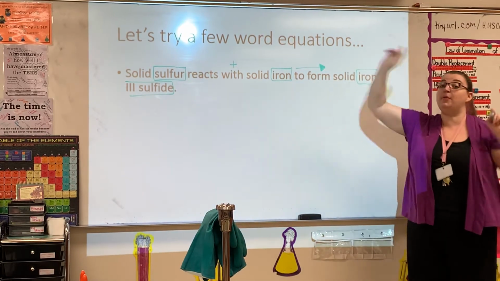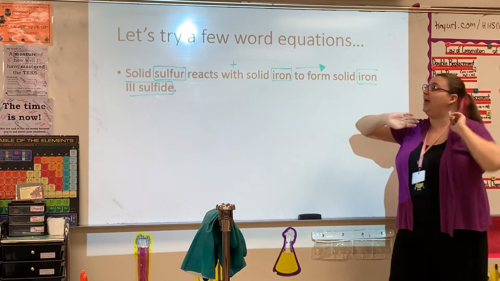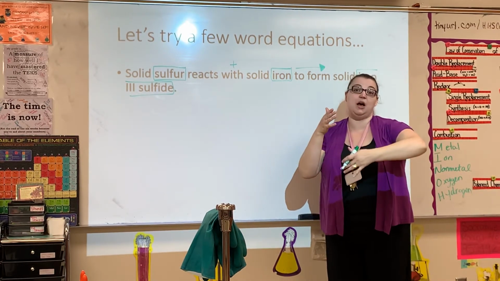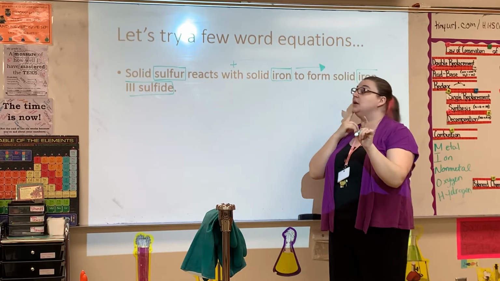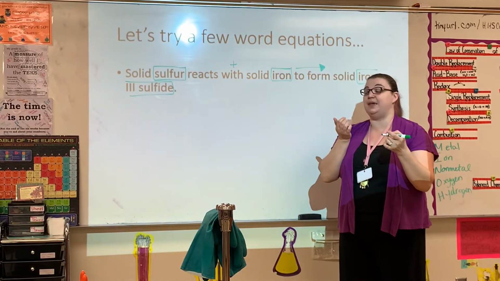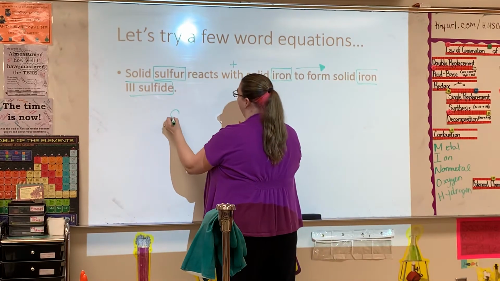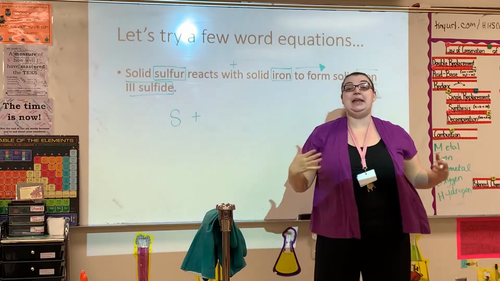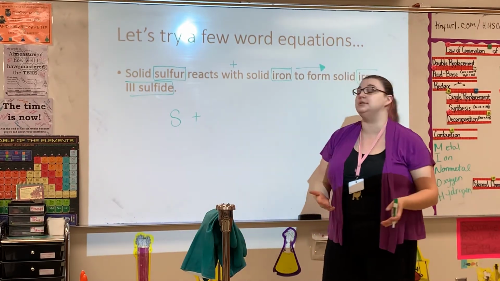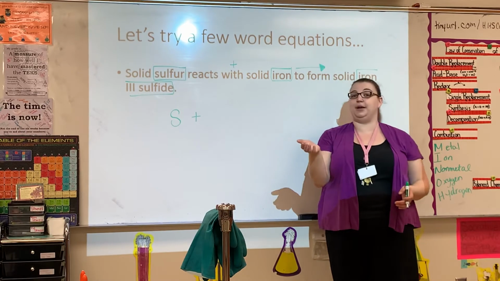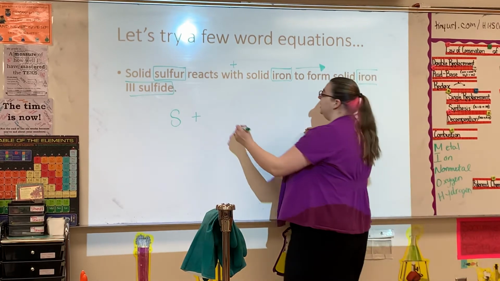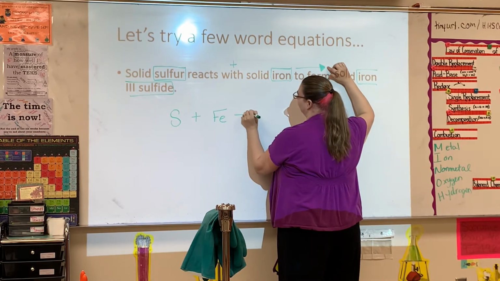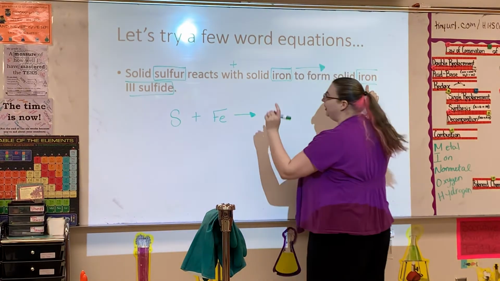Okay, now remember, our Hofbrinkels, we have sulfur, element all by itself. So we need to check our list. Is it a Hofbrinkel? It's not. Sulfur is not a Hofbrinkel, so it doesn't have to be S2, so we're just going to write S. Then we have our plus. Then we have iron, again, an element all by itself, not part of a compound. So on this one, we're going to check our Hofbrinkel list. Iron's not on it, so this would just be Fe. Then we have our arrow. And then we have iron 3 sulfide.